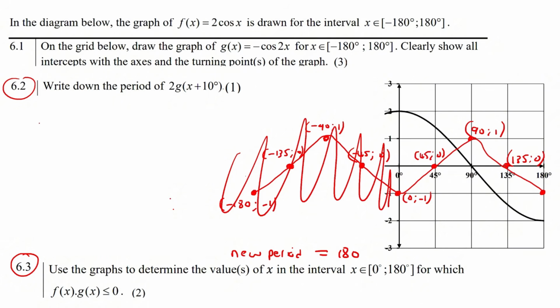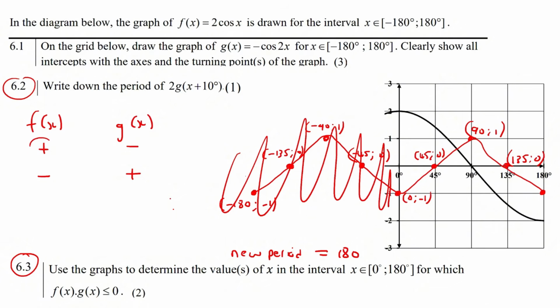What I always do in these scenarios is, when you multiply two things together, how can you make the answer negative? Well, one way is if f of x is positive and g of x is negative. The other way is if f of x is negative and g of x is positive. So let's look at scenario 1.